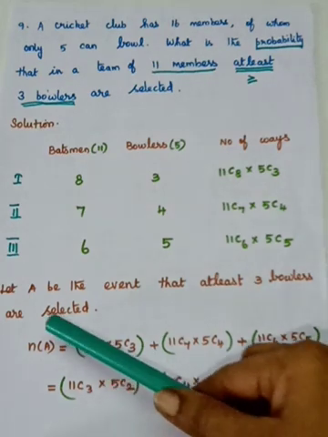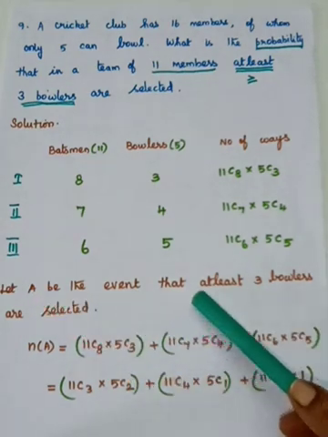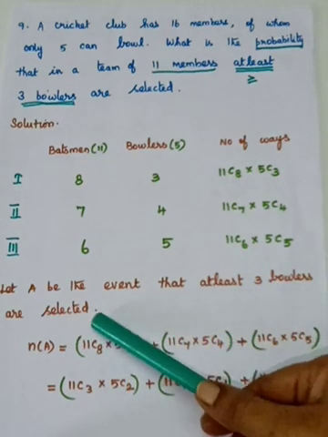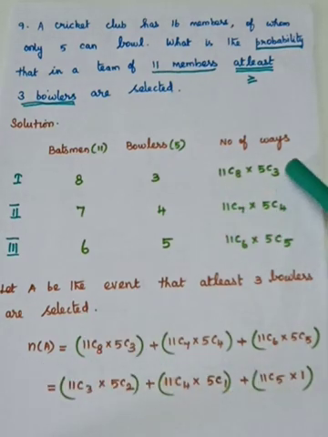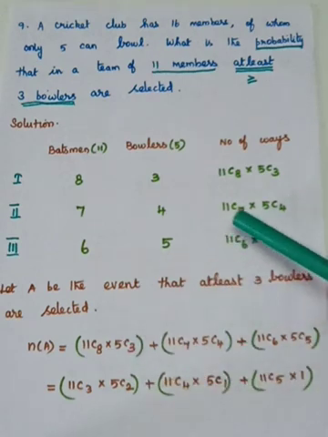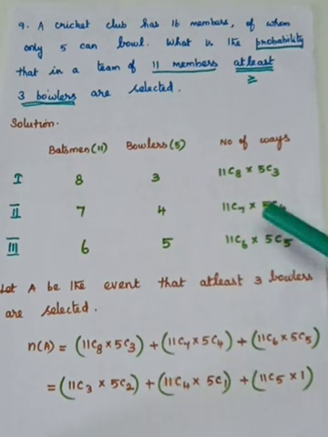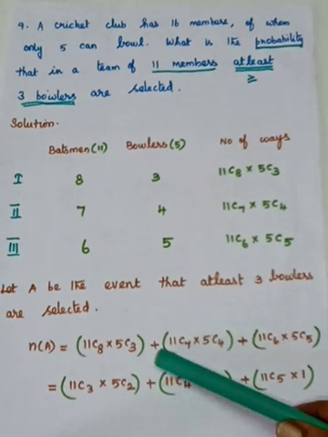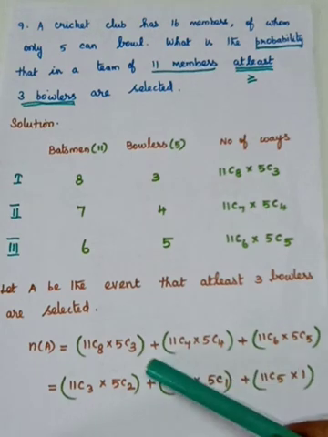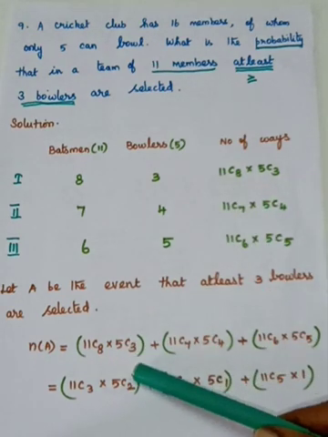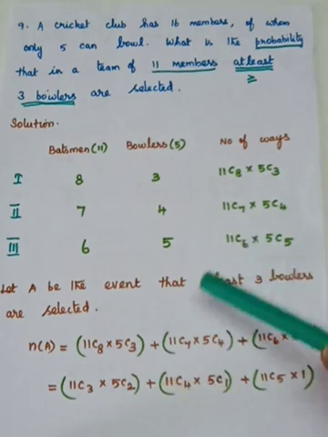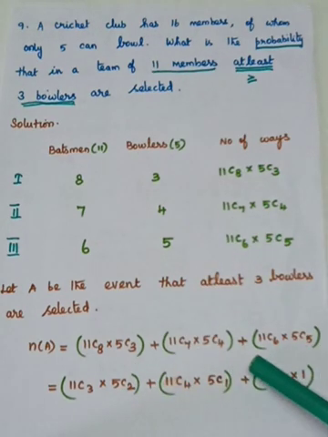Here, let A be the event that at least 3 bowlers are selected. So N of A is: we can go in the first case or the second case or the third case, so here I have written plus. First case 11C8 into 5C3, plus 11C7 into 5C4, plus 11C6 into 5C5.